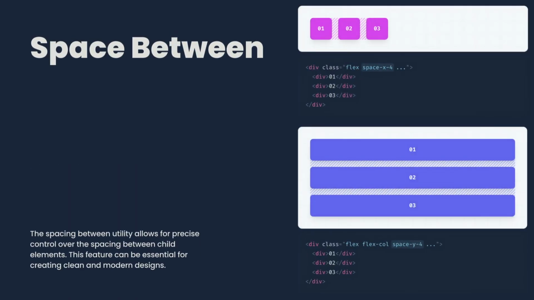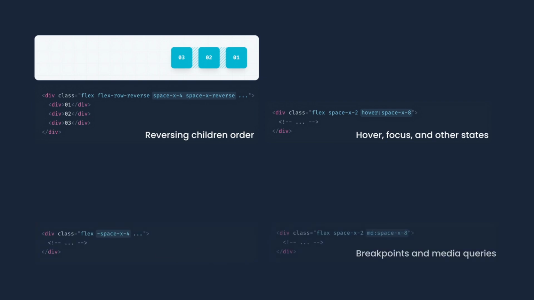Space between. The space-between utility allows for precise control over the spacing between child elements. This feature can be essential for creating clean and modern designs. To control the horizontal space between elements, use the space-x-amount utilities. To control the vertical space between elements, use the space-y-amount utilities. You can reverse the order of elements, use negative values, and apply them conditionally based on hover, focus, and other states. This evenly distributes the space between child elements, resulting in a clean and modern design.